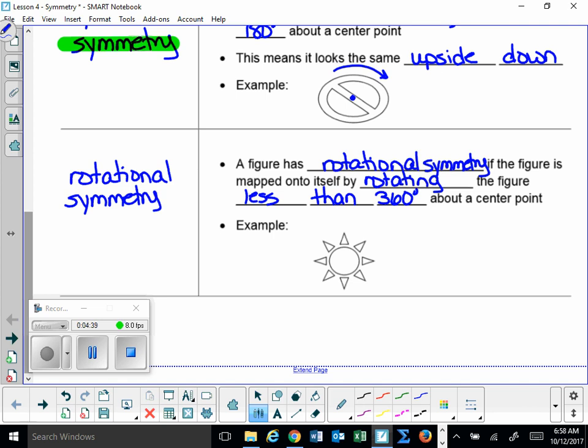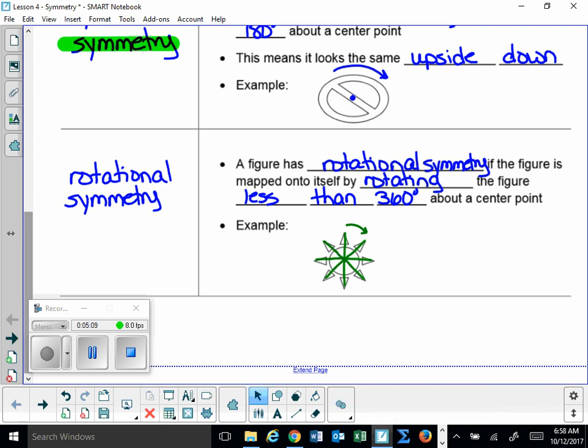So I have a very fancy sun here. Let me put a center point in here. Let's see. This is kind of interesting. All right, if I rotate this angle, will that sun match up to itself perfectly? And I think it will. I'm going to go ahead and draw in all of those on this diagram.